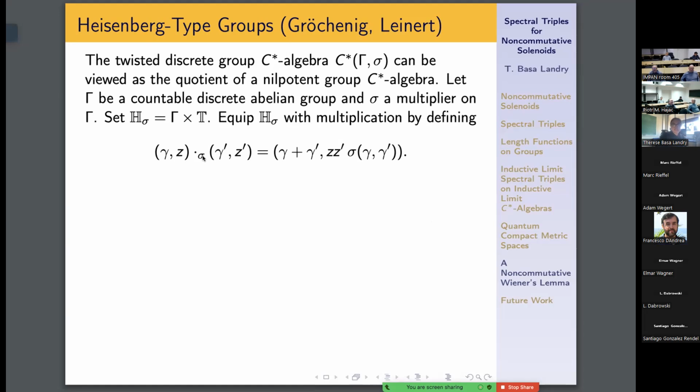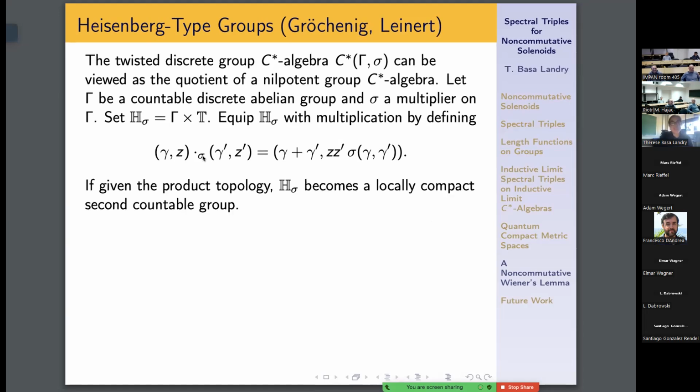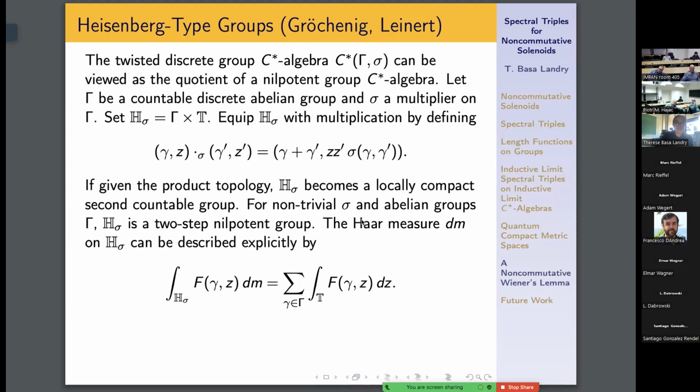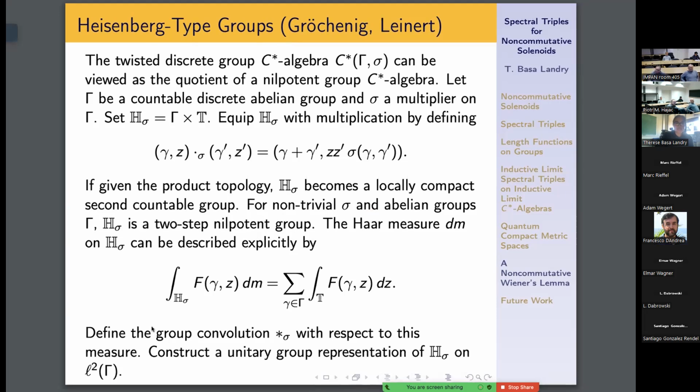Now we can see sigma, all right? And so if you give this the product topology, this becomes a locally compact second countable group. And if you have a non-trivial sigma and you have an abelian group, then this happens to be a two-step nilpotent group. And you can describe the Haar measure explicitly in this way. And when you define the group convolution with respect to this measure, I think that's what Groschnig and Lerner called those Heisenberg type groups.